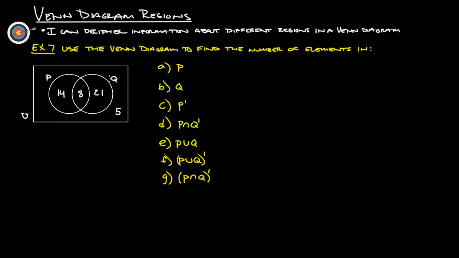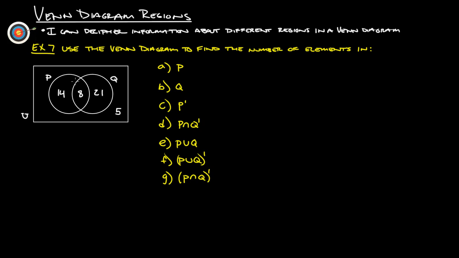Okay, now with that, let's do an example. Use the Venn diagram to find the number of elements in each of these. So it's not going to be finding all of the numbers, but just the number of elements. And so like in just P is 14, P and Q is 8, just Q is 21, and in neither is 5. Okay, so let's do this.